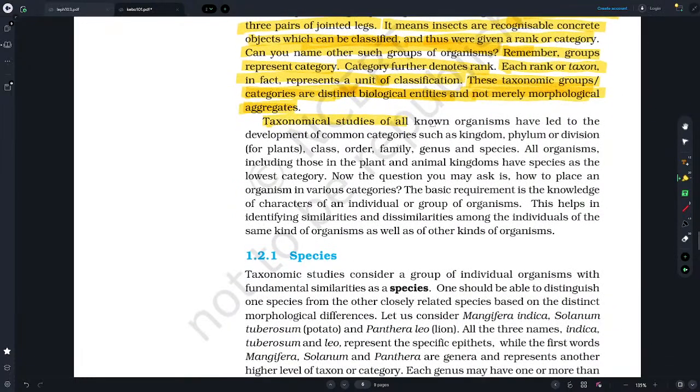Taxonomical studies of all known organisms have led to the development of common categories such as kingdom, phylum or division for plants, class, order, family, genus and species. These are the common categories by which we can rank various groups or taxa, with the highest taxon being the kingdom.